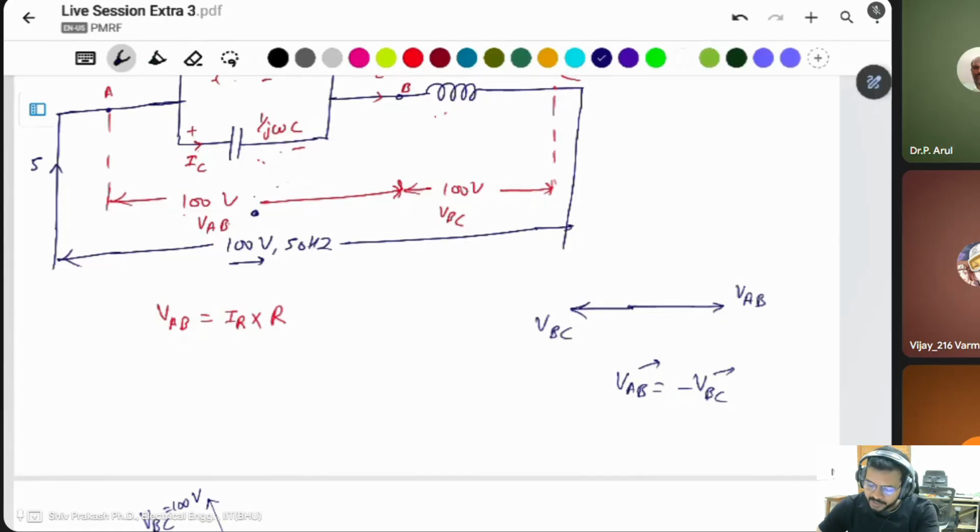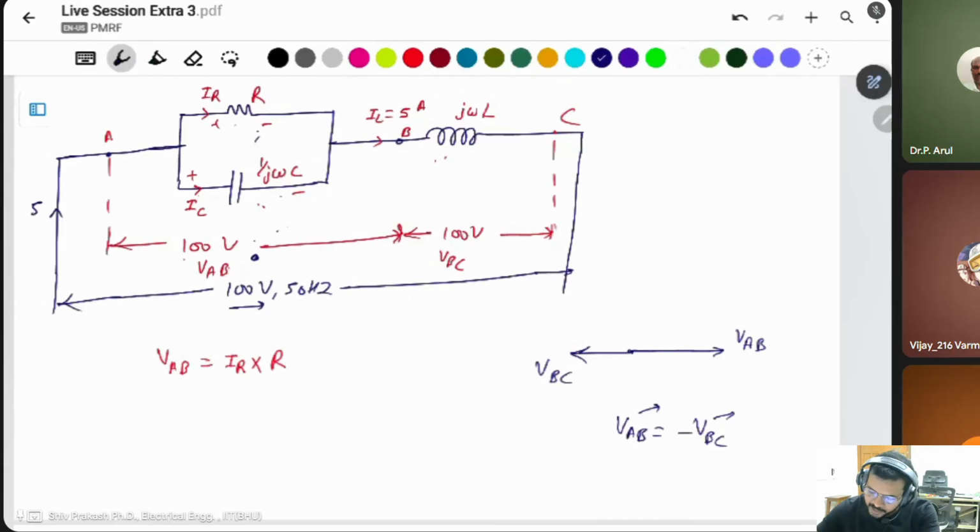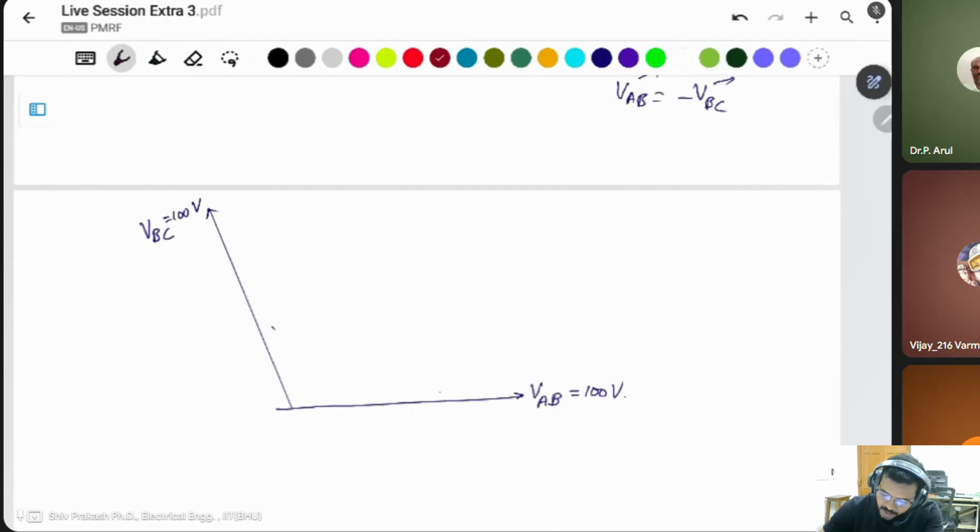If the resistance is not given, but here the resistance is there, that's why the angle difference is less than 180 degrees. How much? We don't know about that, so we have to find it. The phasor sum of these two is the total supply voltage. It will also be the same as 100 volt.